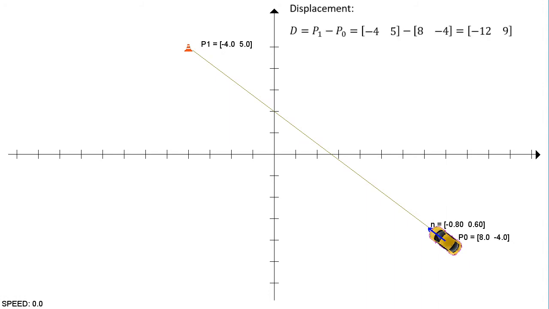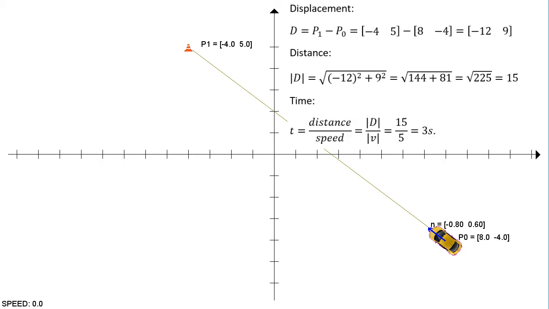Mathematically, the displacement can be found by subtracting from our destination position, which is the traffic cone, the original position of the vehicle. A few other useful facts. The magnitude, or the length of the displacement vector, is the distance between the car and the cone. Knowing the distance and the speed, you can easily find the time the car needs to reach the cone. With this formula, we take a simplifying assumption the speed is constant, so there is no acceleration and no deceleration.